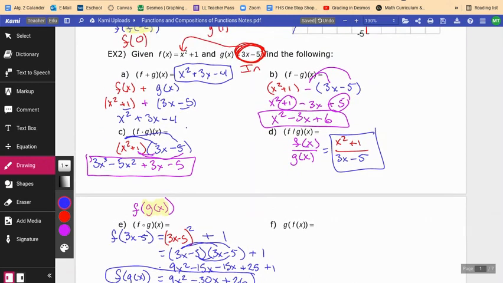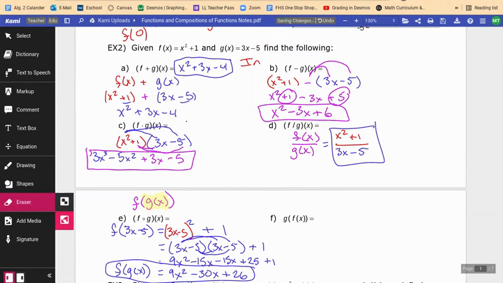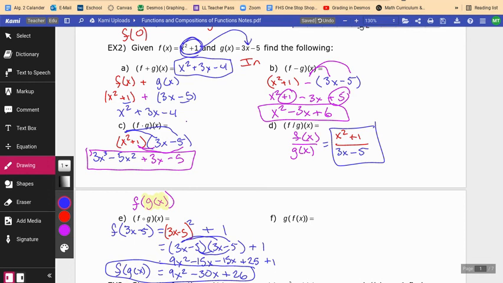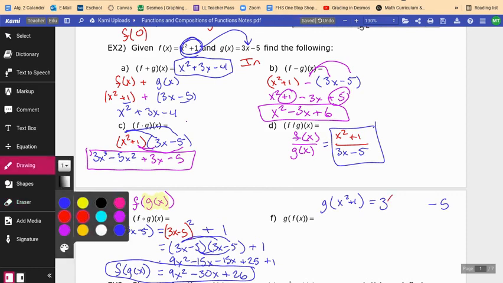And then g of f is the other way around. I'm going to take f this time, and f is going to be my input. So I'm going to take x squared plus 1, and I'm going to input it into g of x. So what's that going to look like? I'm going to have g of x squared plus 1. So that's going to be my input. And so g of x is represented by 3x minus 5. I leave a little space because I know I'm going to erase the x, and I'm going to substitute f of x into it.